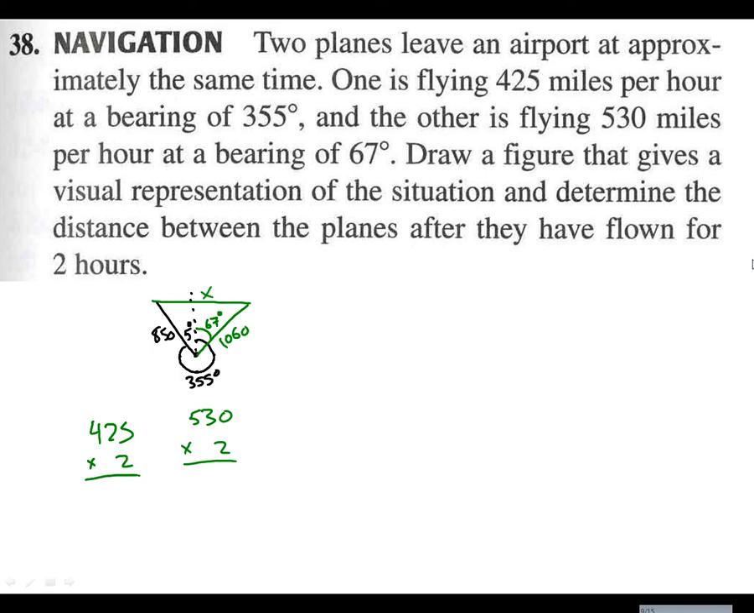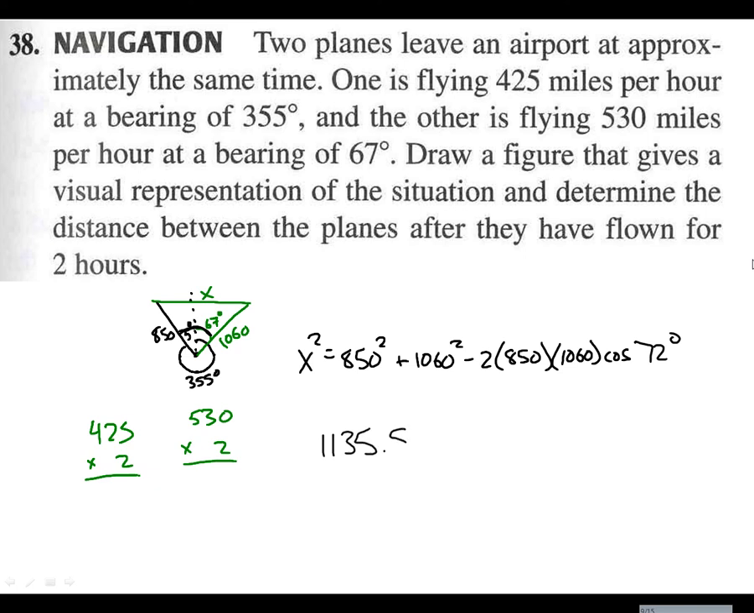And so luckily we've got our middle angle. And so we are ready to do law of cosines. X squared is 850 squared plus 1060 squared minus 2 times 850 times 1060. What's our angle that we're going to do the cosine of? 67 plus the 5, 72 degrees. Plug it all in and you're going to end up with a distance from each other of 1135.5.